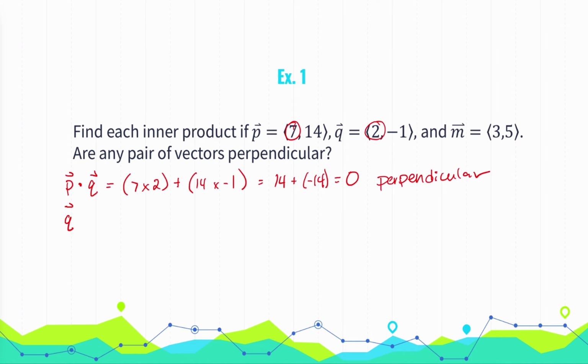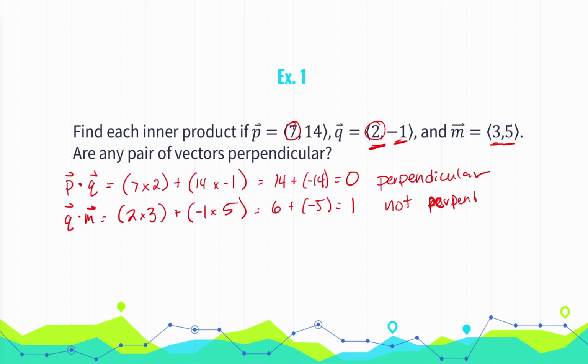Q dot M, you multiply the x coordinates, so 2 times 3, and you multiply the y coordinates, -1 times 5, and you add them up. 6 plus -5 equals 1. Not 0, not perpendicular.